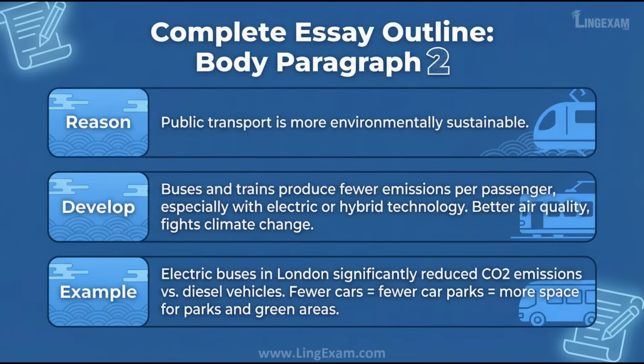Then you'd give another specific example. You might mention that electric buses in cities like London have significantly reduced carbon dioxide emissions compared to older diesel vehicles. You could also point out that when people use public transport instead of driving, cities need fewer parking lots, which means more space can be used for parks and green areas.